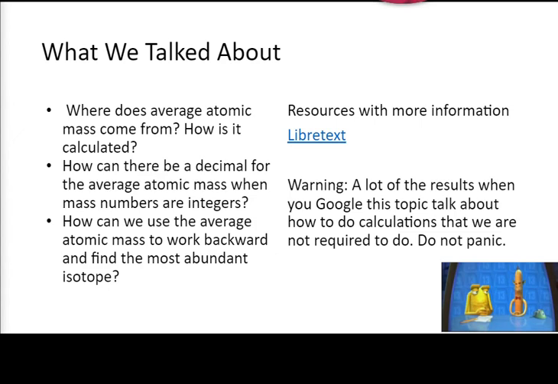But I do want to warn you that when you Google this topic, a lot of the results talk about how to do really complicated math that we are not being required to do. So if you're Googling help for this topic, please do not panic when you start to see lots of equations in algebra. We're not being required to do that. We're just being required to use the average to decide which of the isotopes listed in the problem is most abundant. And that's it.